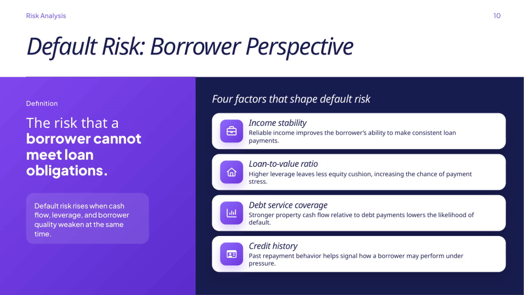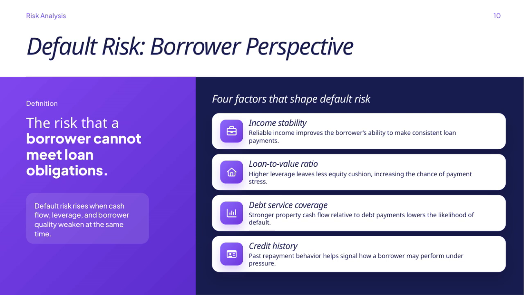Next is the loan to value ratio. This measures how much of the property's value is financed by debt. A higher loan to value ratio means there's less equity cushion, which raises the chances of payment stress if something goes wrong. The third factor is debt service coverage.